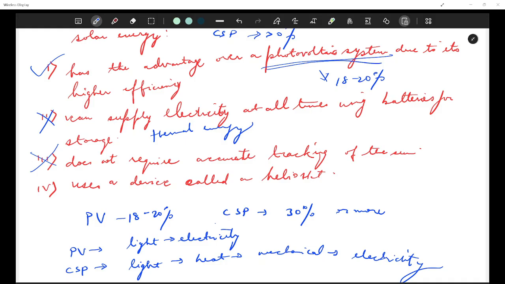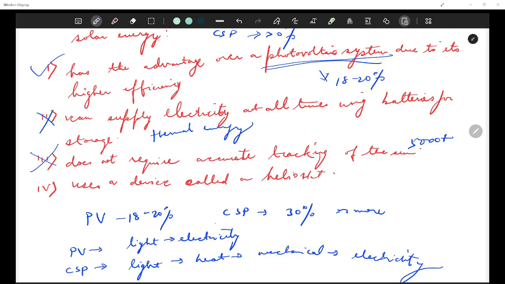Then in option C, we have that it does not require accurate tracking of the sun. This is completely false. A CSP tower requires 5,000 plus heliostats.